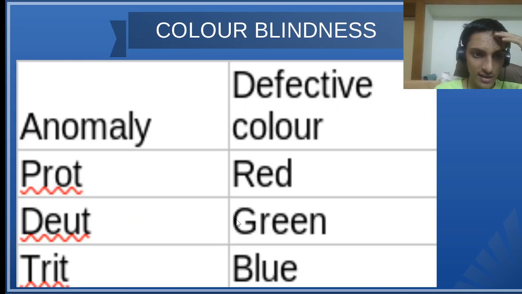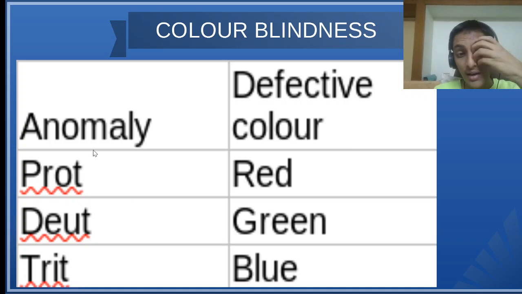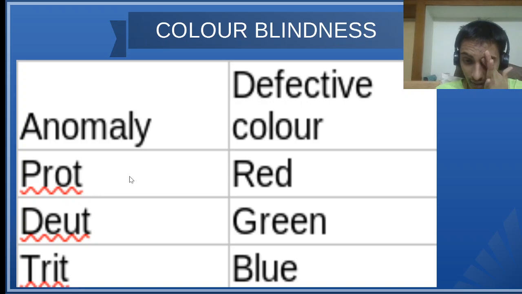So seeing with the anomalies, prot, deut and trit. Remember, in prot, red color is defective. What colors will be working? Green and blue. In deut, green color is defective. So what colors will be working? Red and blue. In trit, blue color is defective. What colors will work? Red and green. That means what colors will he be able to see? The red and green.